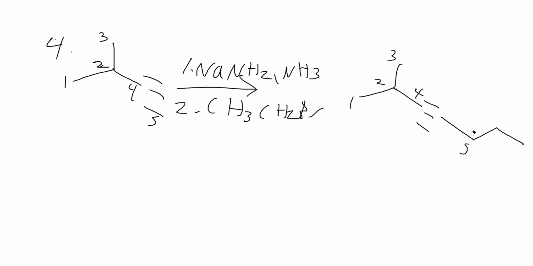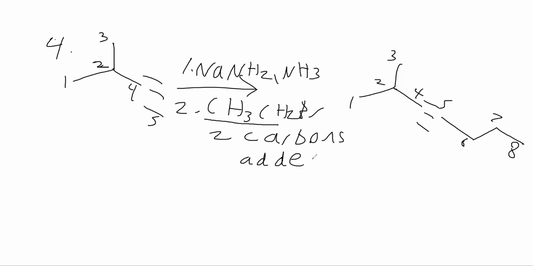I'll just erase those numbers. So there's 4 here, 5, 6, 7, 8. And with the reagents, we have 2 carbons added. So we went from 4, we added 2, and we should have ended up with 6 carbons. Wait, no, we had 5 at the beginning and we added 2, so we should have ended up with 7, but we have 8, so we drew the wrong product.